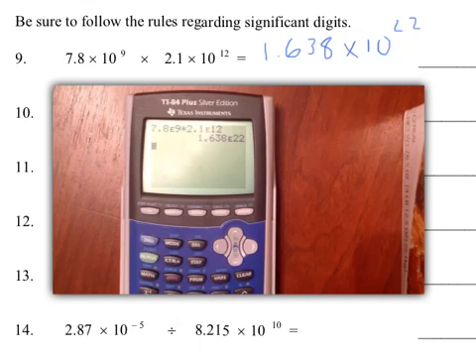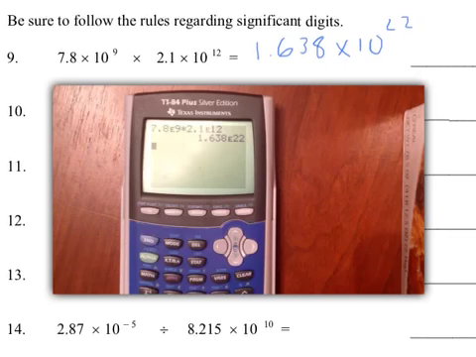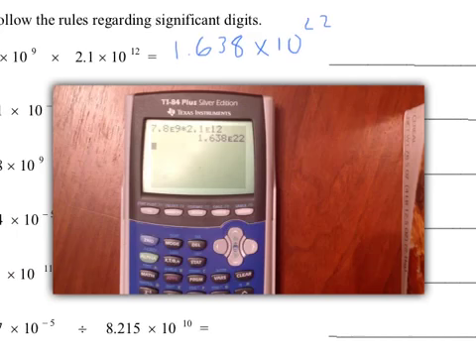We have two significant figures in the number 7.8, and we have two significant figures in 2.1. Therefore, we have to round this to two significant figures. We keep the 1, we keep the 6. Since 3 is less than 5, I'm going to leave it as a 1 and a 6. So the way I should round this, therefore, will be as 1.6 times 10 to the 22nd.